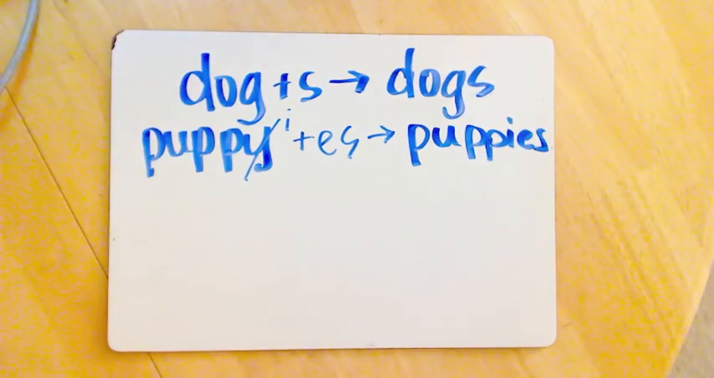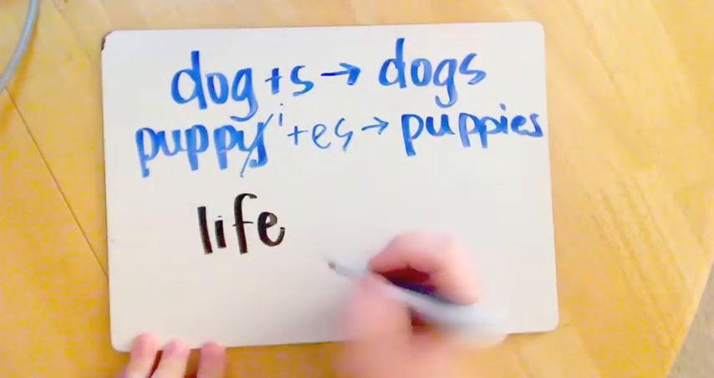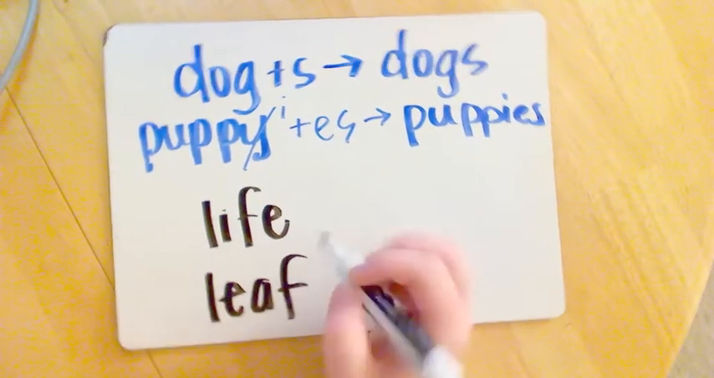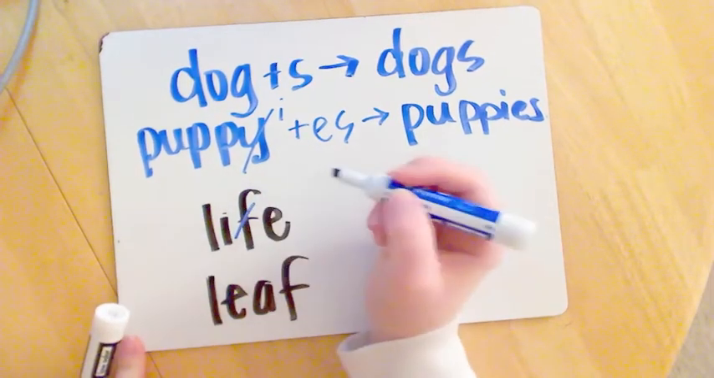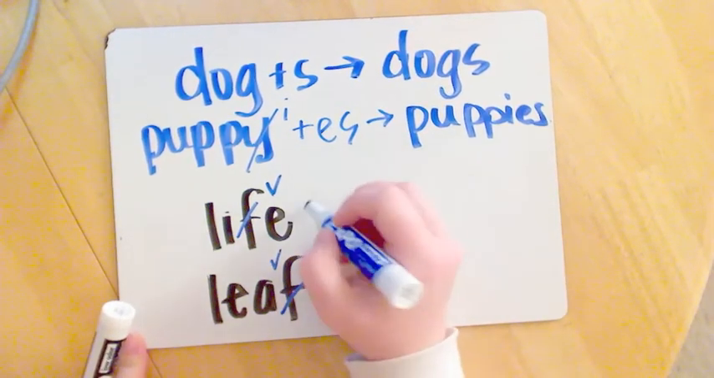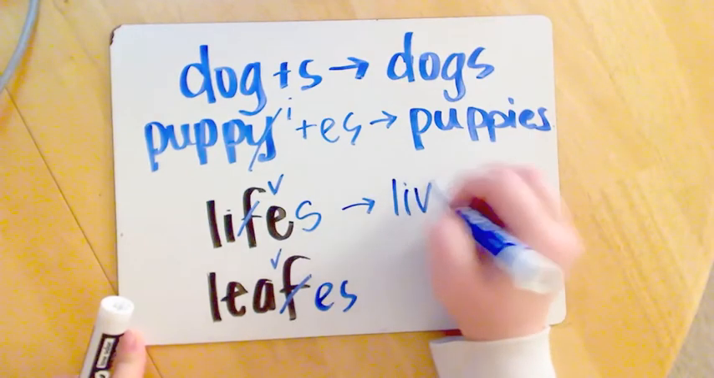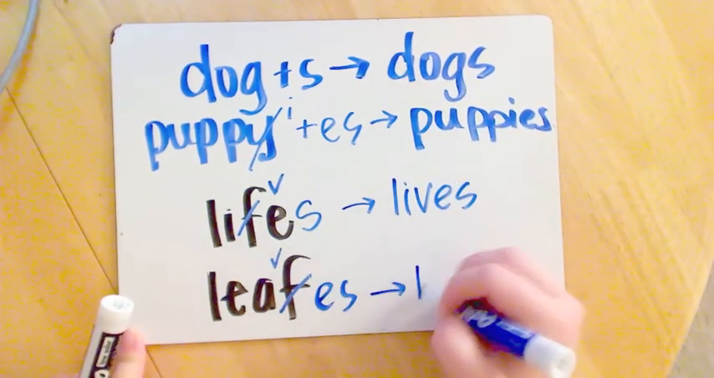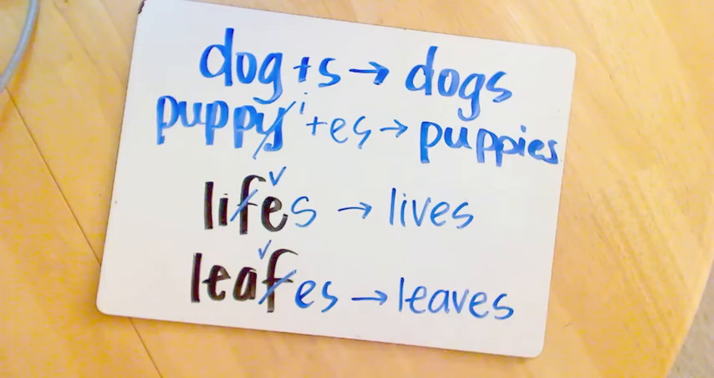But we are talking about words like life or leaf. Now, if I want to make those plural, more than one life, more than one leaf, I actually change the F to a V on both of them. And then I add an S on this one, add an ES on this one. So lives, leaves. So life becomes lives and leaf becomes leaves. And you're going to be doing that a little bit today.